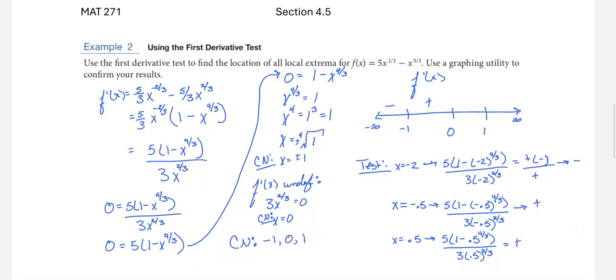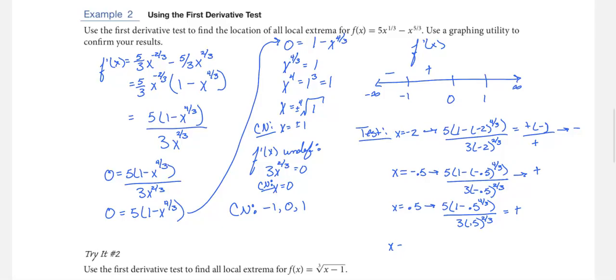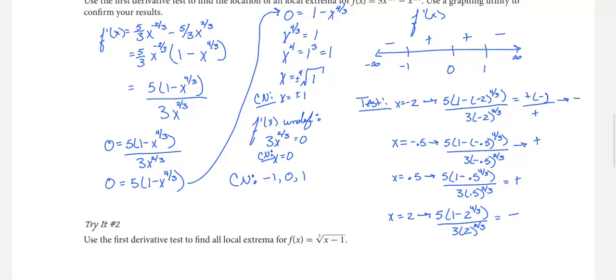I got a positive when I did that. And then I'm going to plug in something bigger than 1, such as 2. And I got a negative. So let's talk about where are we increasing, where are we decreasing, and do we have any maximums or minimums?